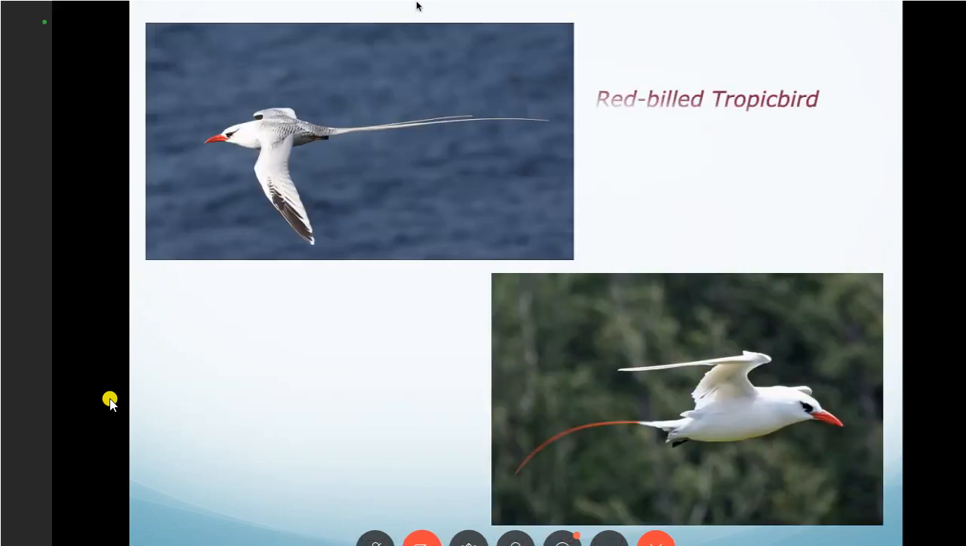Look at this, the red-billed tropicbird on the top left, and this is the red-tailed tropicbird. And look how beautiful these birds are. They have this nice aerial dancing and displays during the courtship period, and it's fun to watch. If you can find some YouTube videos on that, it'll be really good.